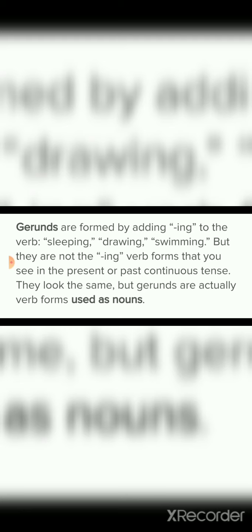See, in the present or past continuous tense, they look the same, but gerunds are actually verb forms used as nouns. Now swim. When I add ing, that is swimming. So swimming is my hobby. Okay. Now swimming is a noun here, even though it's a verb base with ing included, showing the progressive also somewhere. But here in the context of this sentence, it works as a noun. So these are gerunds. Now let us move to the elaborated session of gerunds.